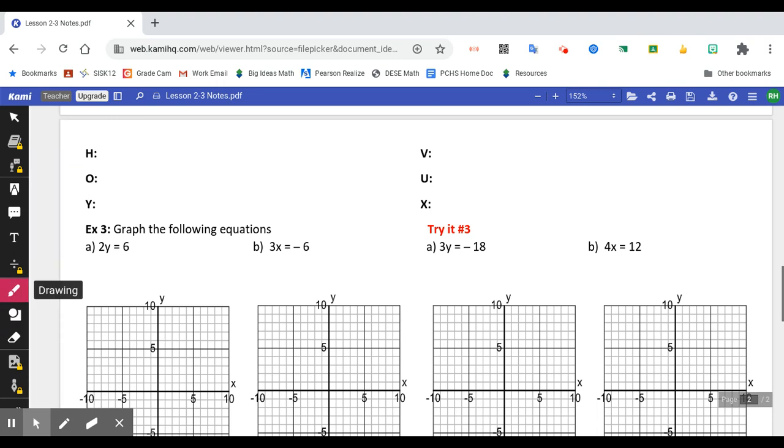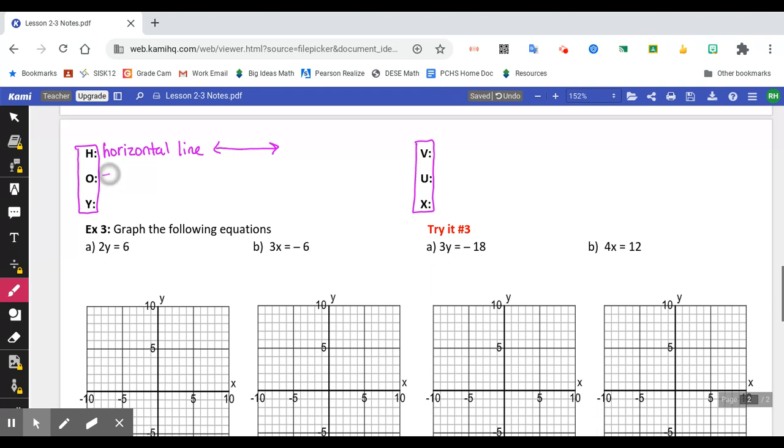We have a horizontal and a vertical line for undefined and zero slope. So we call these HOY and VUX to help us remember those. Okay? HOY stands for a horizontal line, and horizontal line is from left to right.